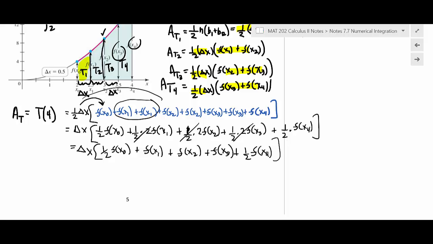A lot of times I see students, when they're doing this formula, individually go through and find all of the trapezoids. Don't do that. Just follow that formula, and it makes it way, way easier. So see, when we do a little basic algebra, that's what you get.